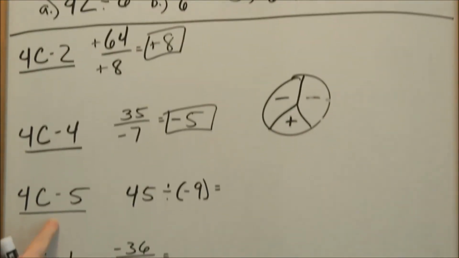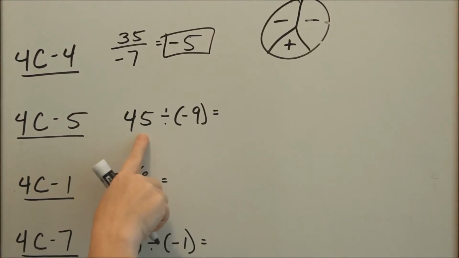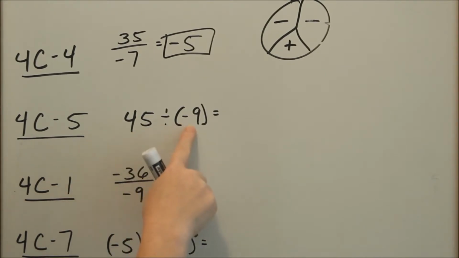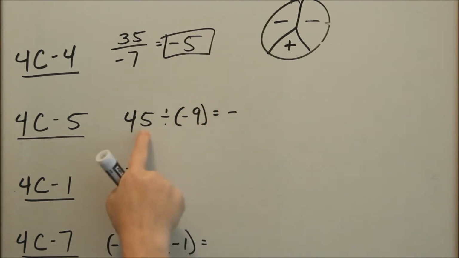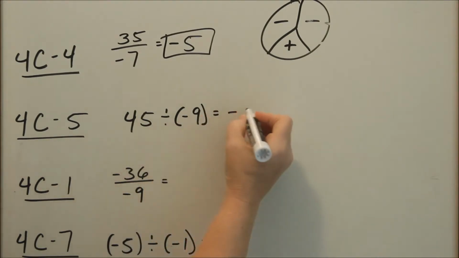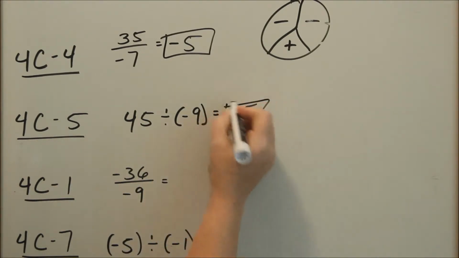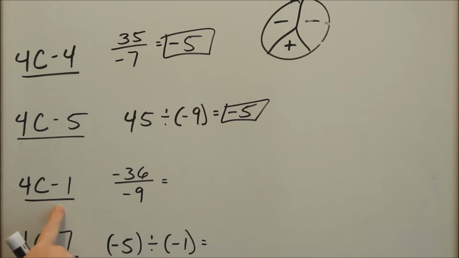Look at 4C number 5, written horizontally. 45 divided by a negative 9. Look at your signs. This is a positive divided by a negative. A positive divided by a negative is a negative, and 45 divided by 9 is 5. Negative 5.